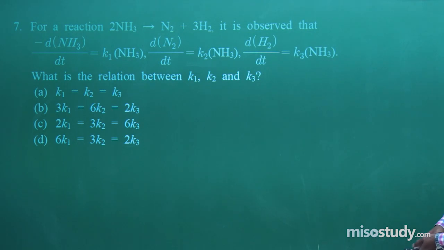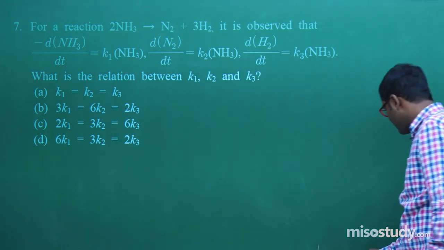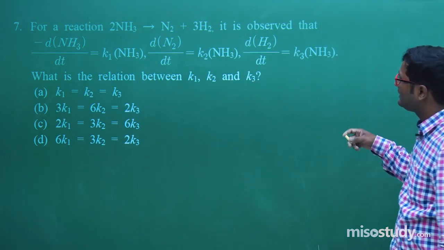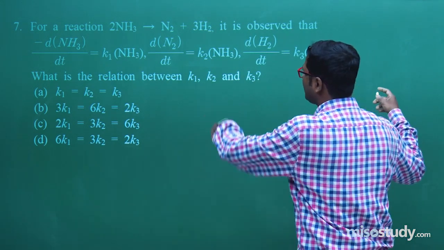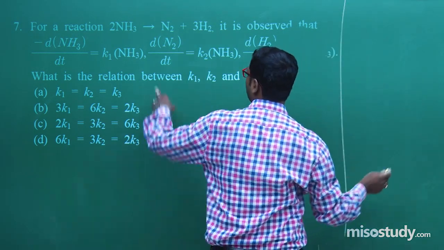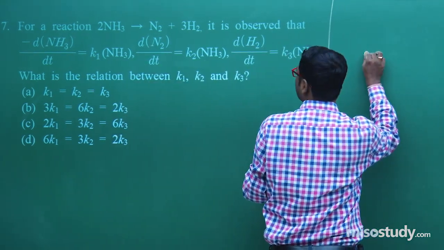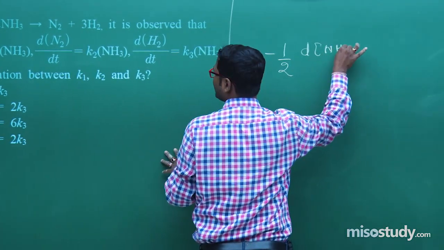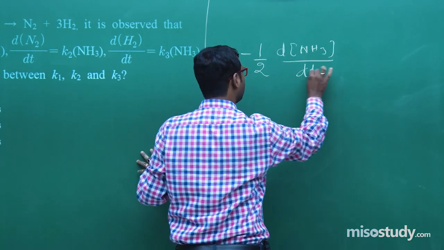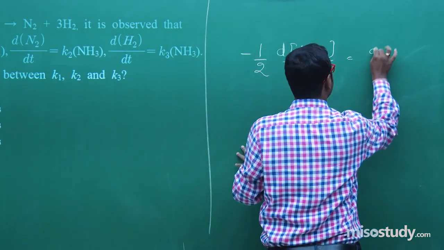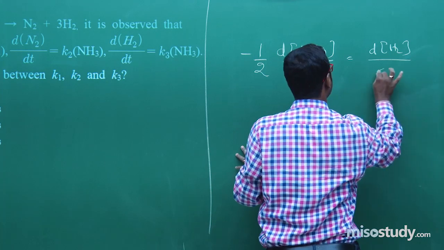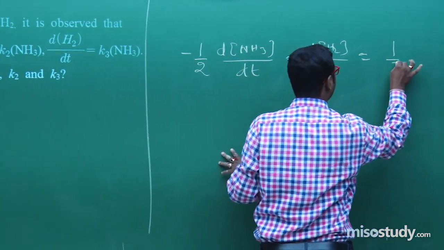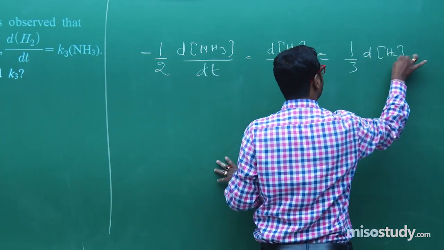Now let's move to question number 7. This is one of the simplest questions. Now how to solve such a question? Check it out. For the reaction 2NH3, the reaction and the relation are given here. As we know, minus 1 upon 2 dNH3 upon dt is equal to dN2 upon dt, which is equal to 1 upon 3 dH2 upon dt.